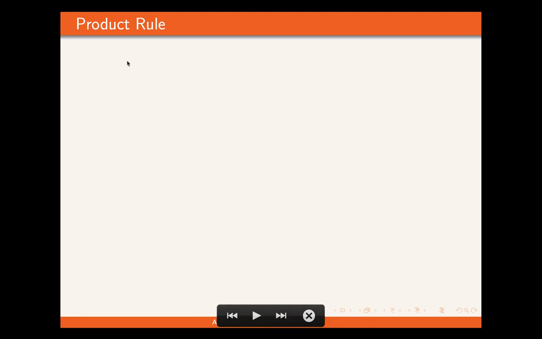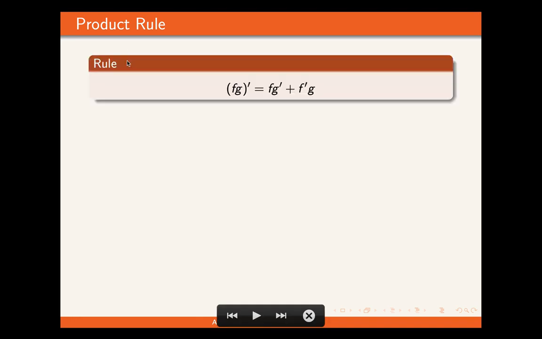What is the product rule? The product rule says that if we need to find the derivative of the product of two functions, let's say f and g, then the derivative of f times g will be f as it is multiplied by the derivative of g, plus the derivative of f times the g function as it is. Let's see one example.